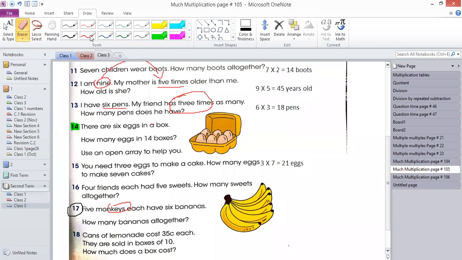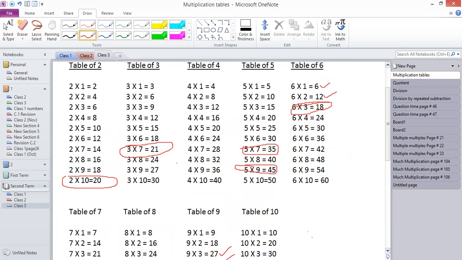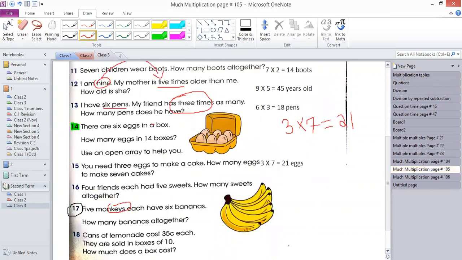And the last question, question number 14, we will complete in the notebook. Question number 15 was: you need 3 eggs to make a cake. How many eggs to make 7 cakes? For 1 cake, you need 3 eggs. If you want to make 7 cakes, multiply 3 by 7 and you will find out how many eggs you will need. So 7 times 3 is 21. So you will need 21 eggs. Up to here, everything is clear, guys?